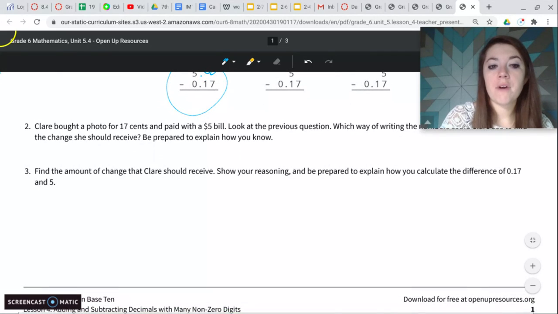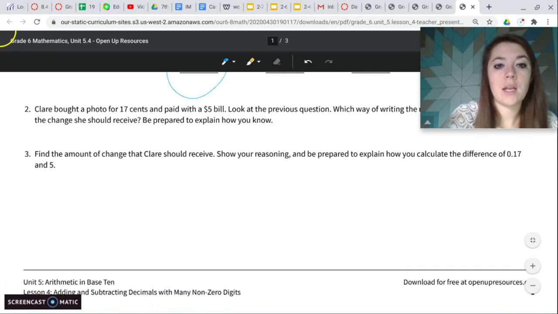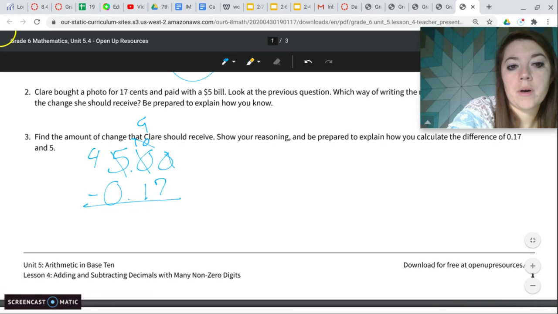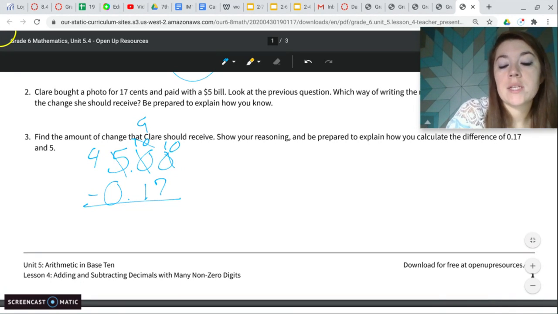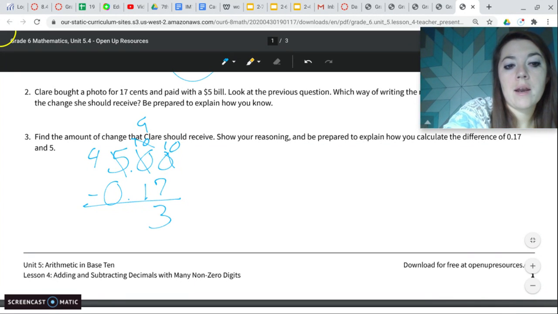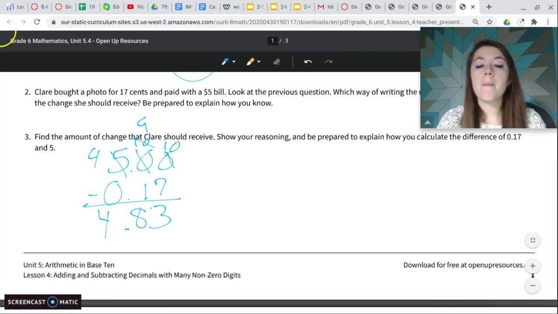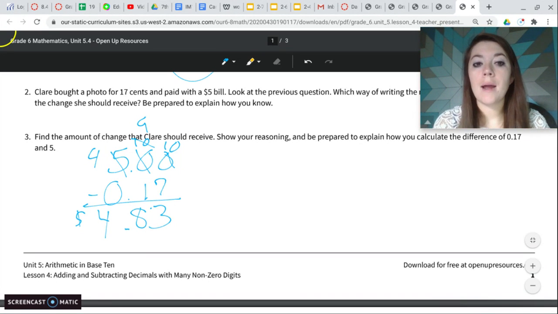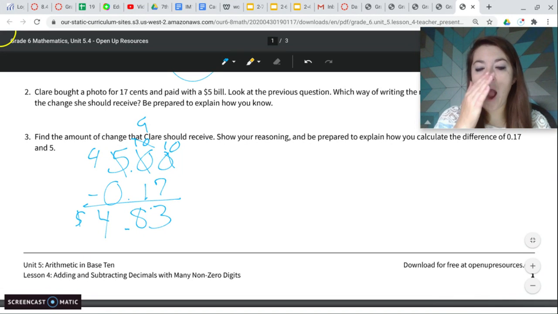So for 3, find the amount of change Claire should receive, show our reasoning, and explain how we calculate it. So we have 5.00 minus 0.17. 0 minus 7, we can't do that, so we need to borrow. So the 5 becomes a 4 now. This becomes a 10, then we have to borrow to make it a 9. So this becomes 10. 10 minus 7 is 3. 9 minus 1 is 8. And 4 minus 0 is 4. So the amount that she gets back is $4.83.